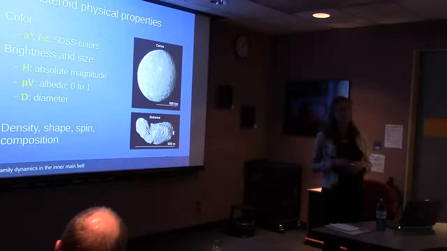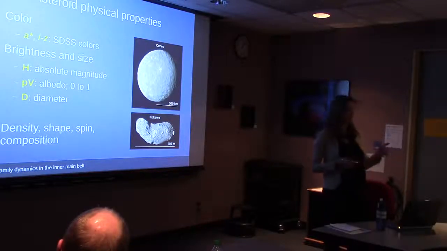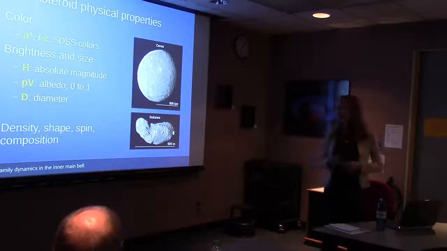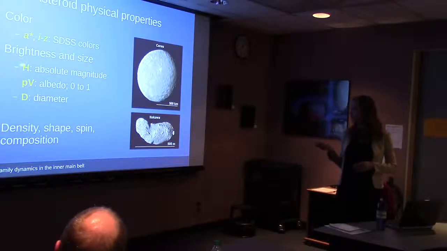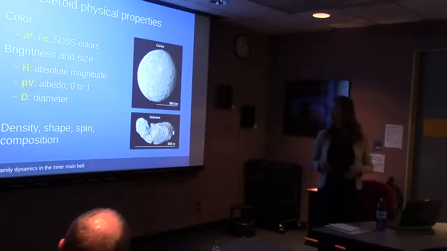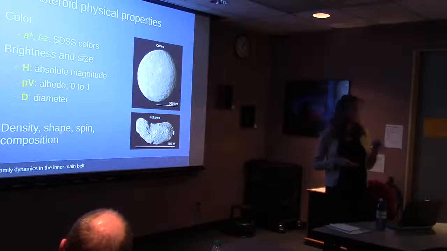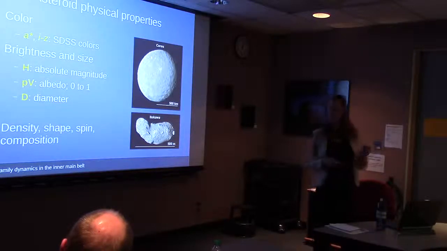And then asteroid brightness and size. If you look at an asteroid in the sky, you'll see it looks to be a certain brightness. And we call that H. H is the brightness of the asteroid at a particular distance and angle from the Earth and Sun. That's absolute magnitude.